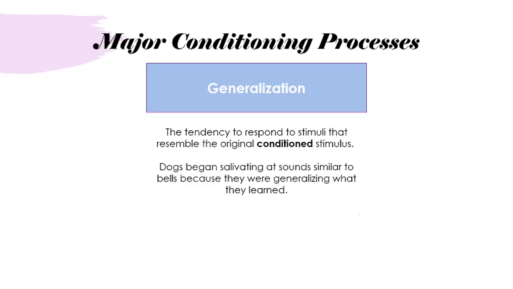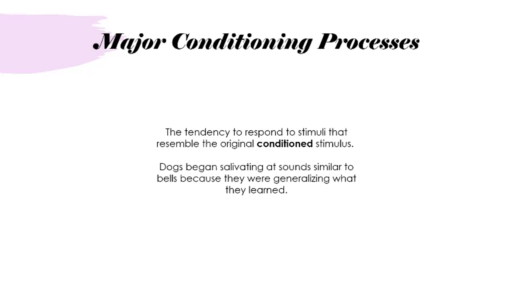The tendency to respond to stimuli similar to the conditioned stimulus is generalization. In Pavlov's dog example, although the dog was conditioned to respond to the sound of a bell, it might respond instead to the sound of a whistle or a tuning fork. As long as it's similar enough, the dog would generalize and assume that the bell can be replaced with a tuning fork or a whistle. This is generalization.